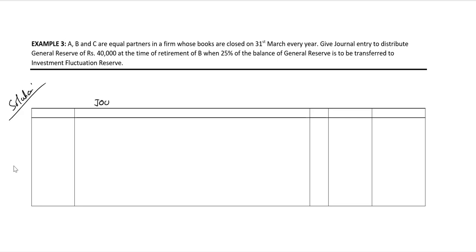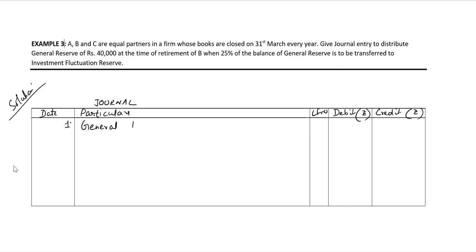Journal, date, particulars, LF number, debit rupees, credit rupees. They've asked us to give the journal entry to distribute the general reserve of rupees 40,000 after transferring 25% to investment fluctuation reserve. So the distribution of general reserve comes under the first method. So let's pass the journal entry.